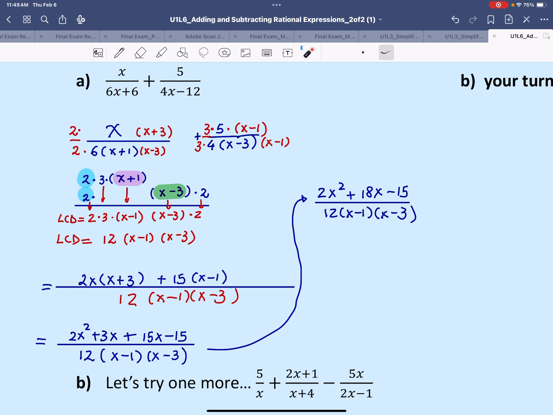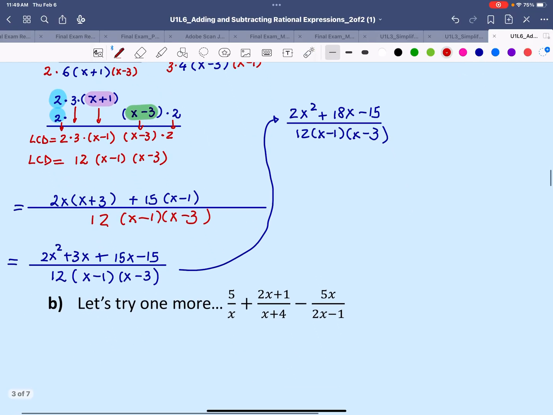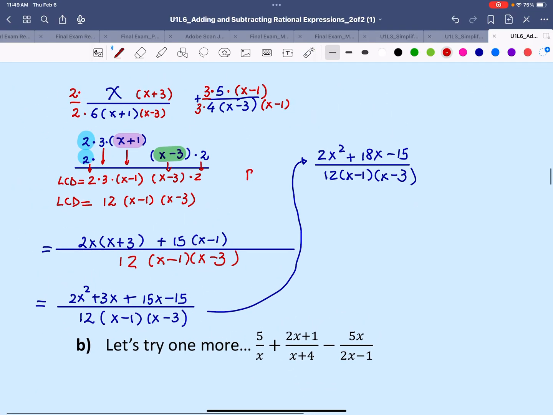Now, in our case, we haven't simplified any x's from the denominator or any expression that contains x in the denominator, which means that we can easily get our restrictions from the lowest common denominator. And we're going to say that the restrictions are that x minus 1 has to be different than 0. So that means x different than 1. And x minus 3 different than 0, which means x has to be different than 3.